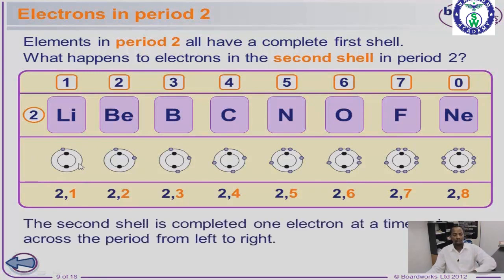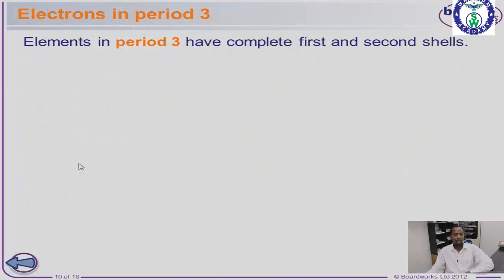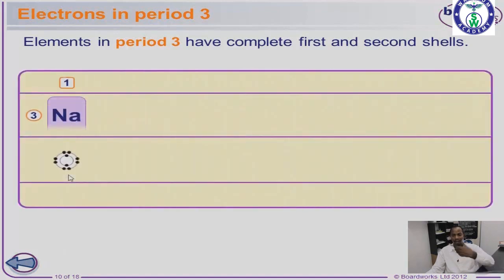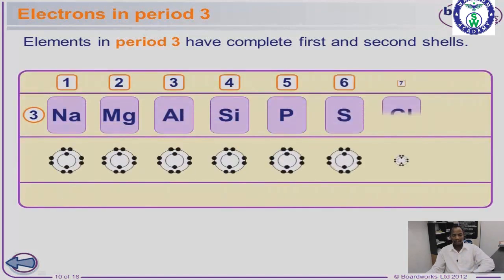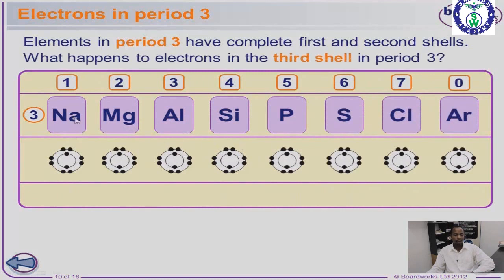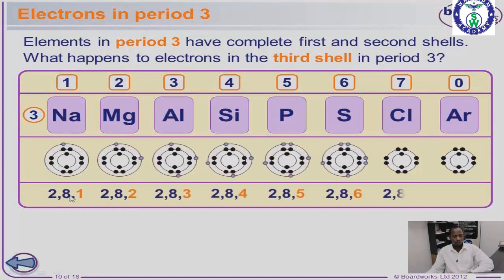Now let's take a look at the 3rd case. In the 3rd case, we have elements in period 3 that have complete 1st and 2nd shells, but the 3rd one is not complete. These are elements in period 3 such as sodium, magnesium, aluminum, silicon, phosphorus, sulfur, chlorine, argon. Now let's take a look at the electrons. The first 2 are complete, the 3rd ones are not. The first shell is 2, the next one is 8, and because sodium is 11, it is 2, 8, 1: we have 2 in the first shell, 8 in the 2nd shell, and 1 in the 3rd shell.